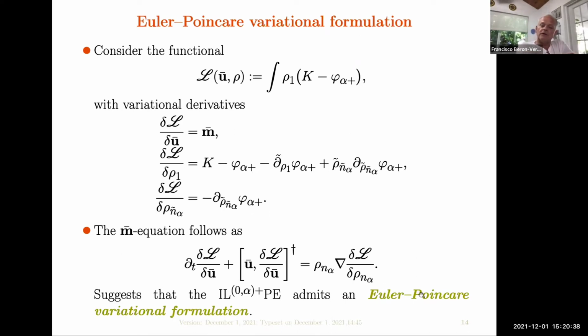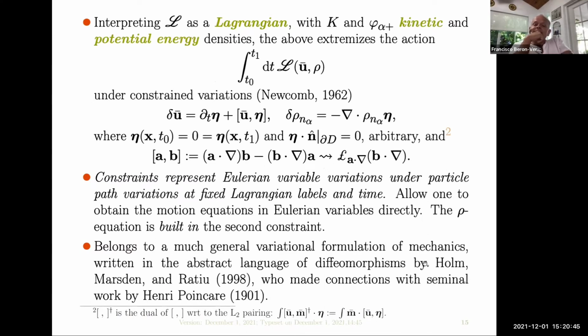So this suggests an Euler-Poincaré variational formulation for the model, and that is good to have. What do I mean by that? I mean that if you integrate that quantity L over time, and you extremize it subject to variations that take this form, you get the equations of motion. That is an Euler-Poincaré variational principle. L is a Lagrangian, and k and phi can be interpreted as kinetic and potential energy densities.